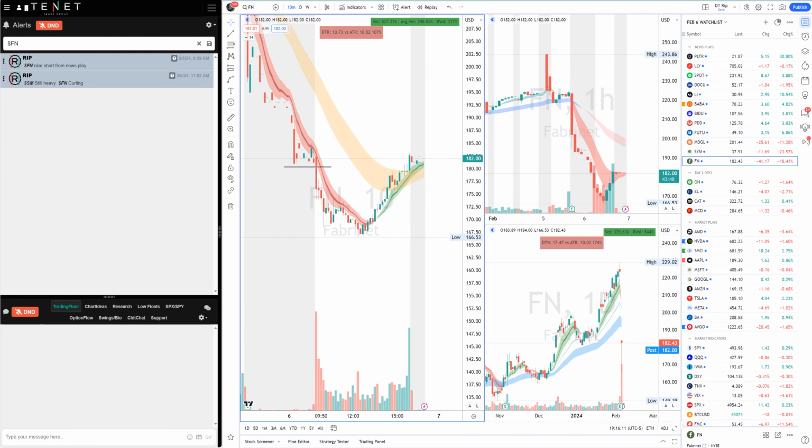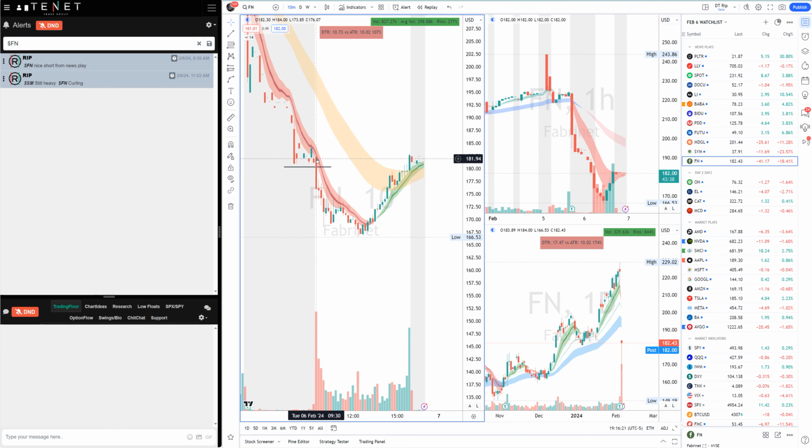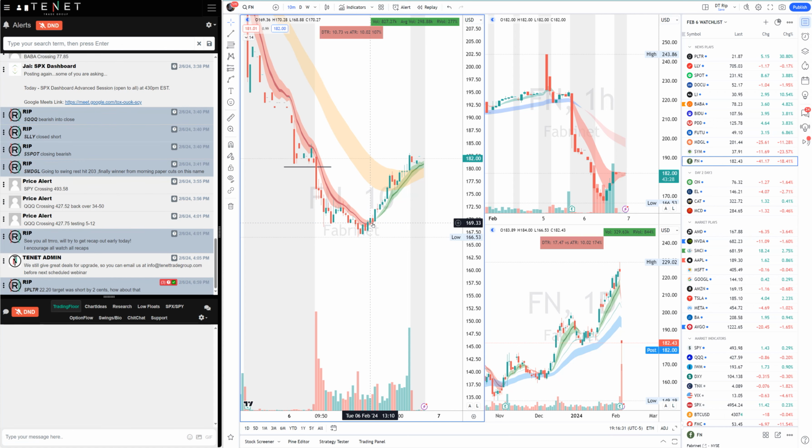All right, let's look at this FN, which was a play from the pre-market game plan. It had a bad earnings, bearish to neutral, short the pops. Support was 181, resistance was 196. Never popped, but broke down under the pivot. Short all day. I told everybody it's a short from the morning, and then it faded. It also gave you a nice 512 reversal later in the day for a lot of opportunities down and up all day. Let's look at Boeing now.